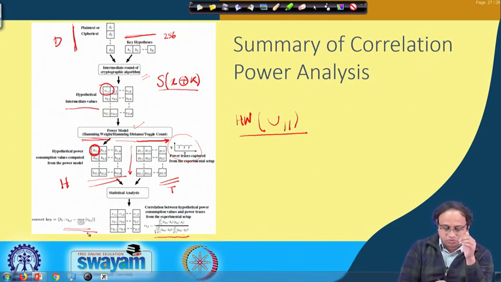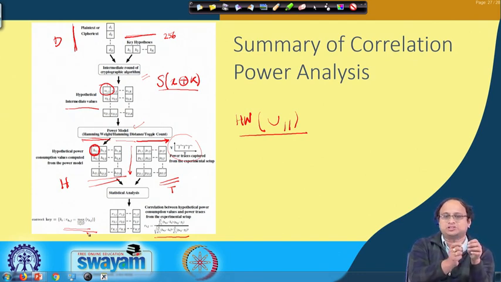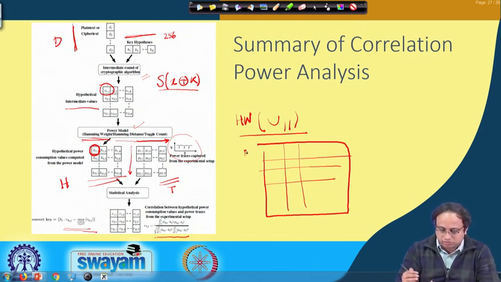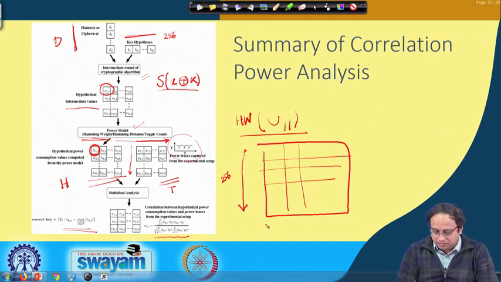So basically what you do is you try to find out the maximum value in the correlation matrix. The corresponding index of the row gives you the correct candidate key. Because what you are expecting is that the correlation matrix is indexed in one direction by the number of possible keys. For example, in AES there are 256 possible keys, and it is indexed in the other direction by time. The idea is that out of all these 256 keys, there is one key which is the correct K star.